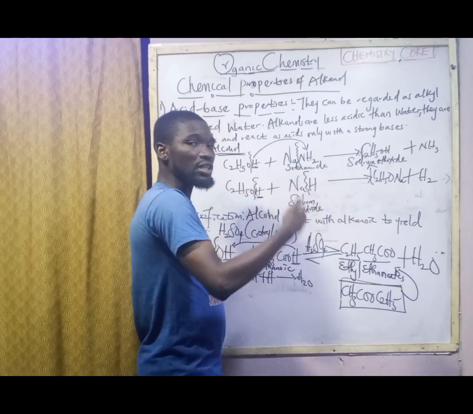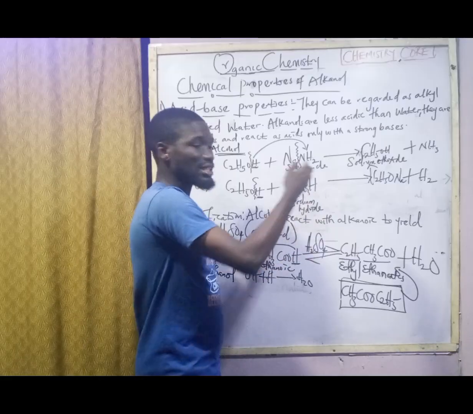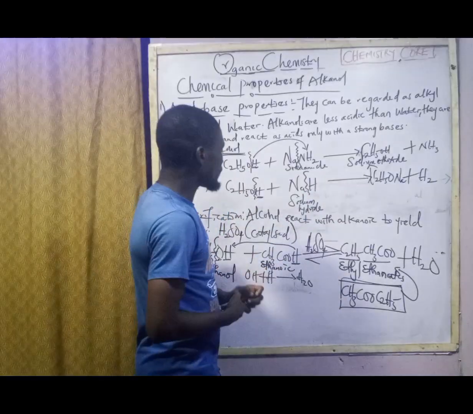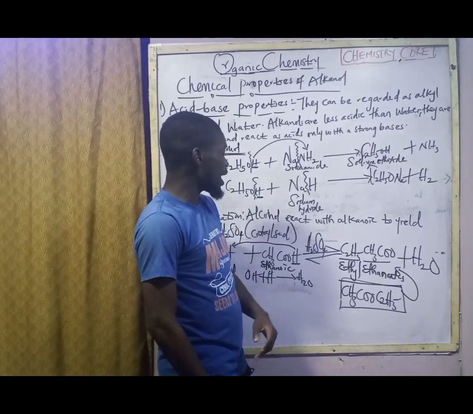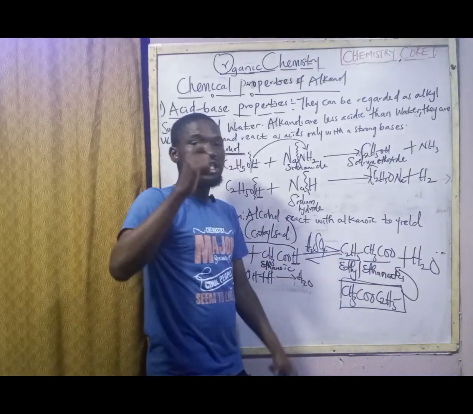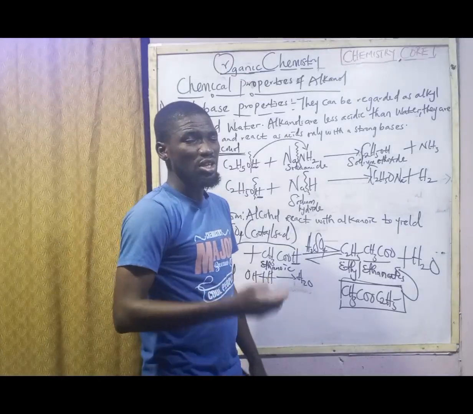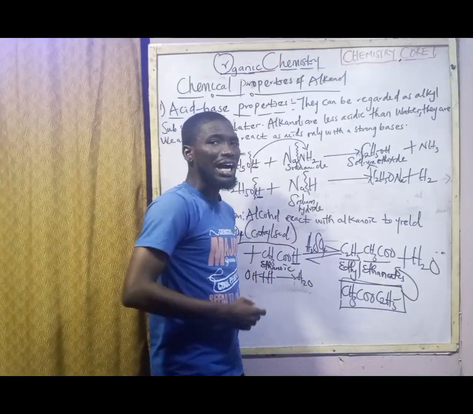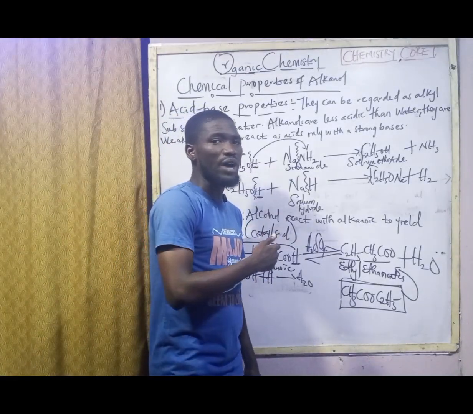And not only the alkanoate, but the water. So guys, the forward reaction is always esterification, while the backward reaction is known to be hydrolysis. So let's take a look at the other chemical properties of alcohol.